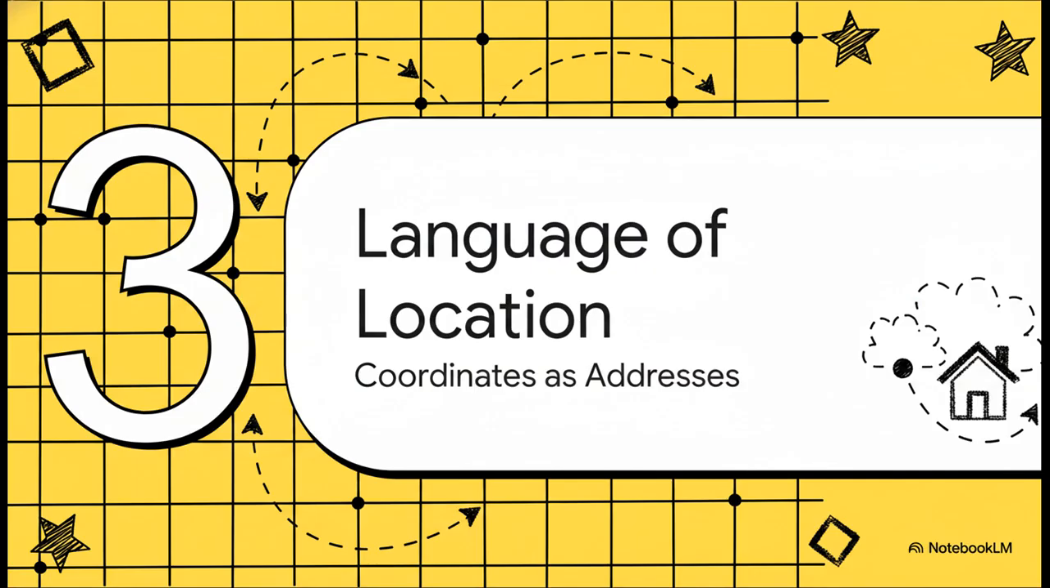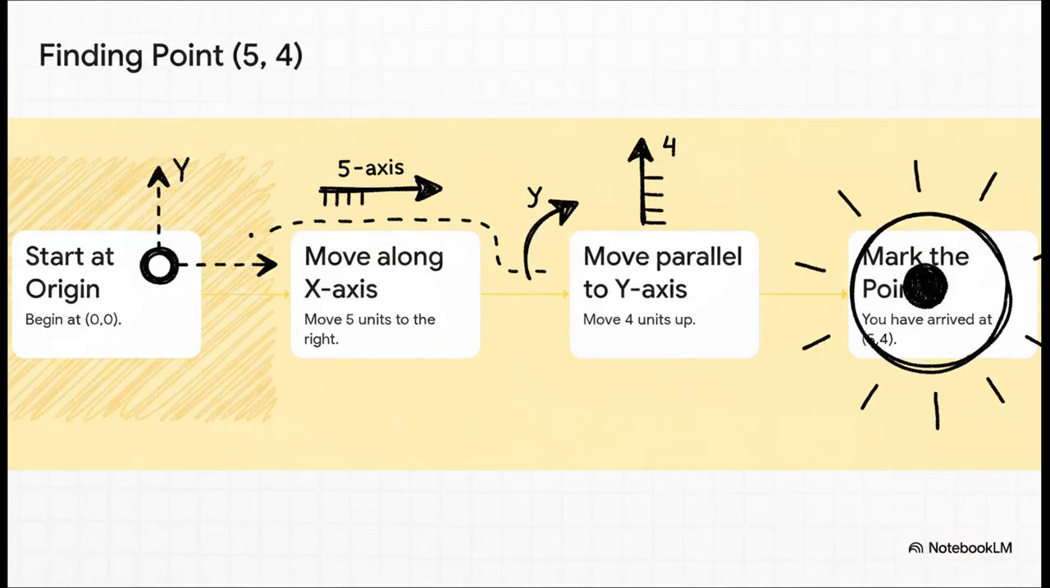This is where we learn to speak the language of coordinates, which are really just the unique addresses for any point we can imagine on the plane. An address is always given as a pair of numbers, like (5, 4). And here's the golden rule you always have to remember. X comes first, always. The first number tells you how to move horizontally, and the second one tells you how to move vertically. So, to find (5, 4), you start at the origin, move 5 units to the right, and from there, you move 4 units up. Boom, you've found the exact location.